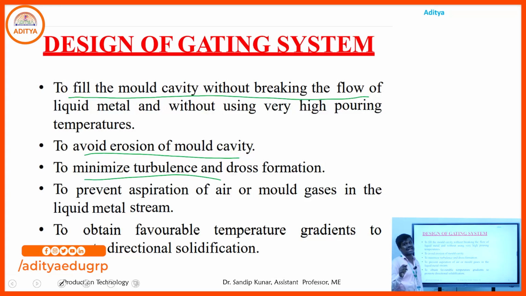Always maintain the laminar flow, and also remove the dross, meaning impurities, from that particular molten metal using a strainer in the basin portion. If you remove any impurities, dross or slag from the molten metal, no defect will be created in that particular casting product.